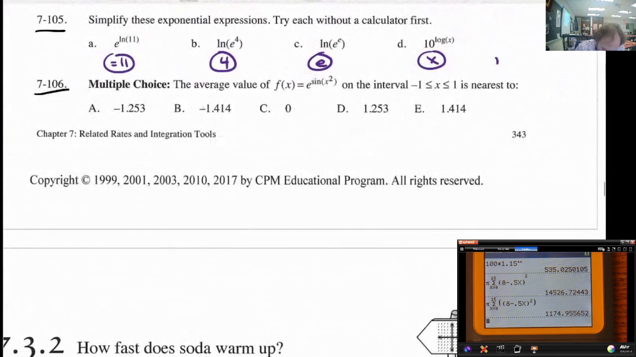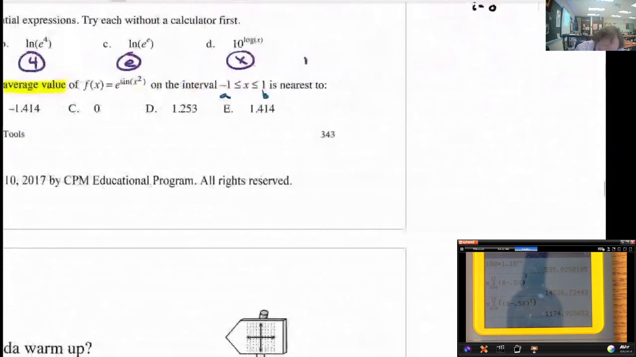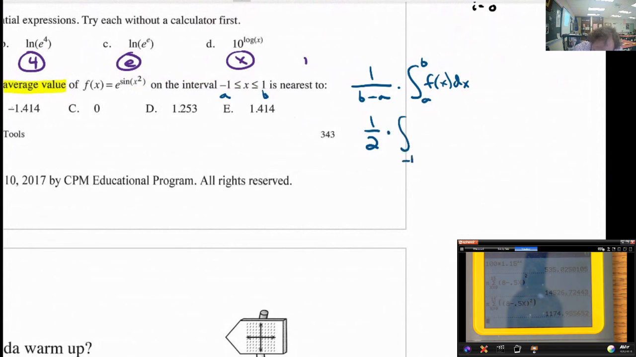So all you need to know is how to find the average value of a function on an interval. And that's pretty easy to do. Our a is -1 and our b is +1. And so the formula is 1 over b minus a times the integral from a to b of your function, f of x dx. It's pretty intuitive. So in this case, we're going to go 1 over 2, since 1 minus -1 will be 2. And we're going to multiply that times the integral from -1 to 1 of our function e to the sine of x squared dx.